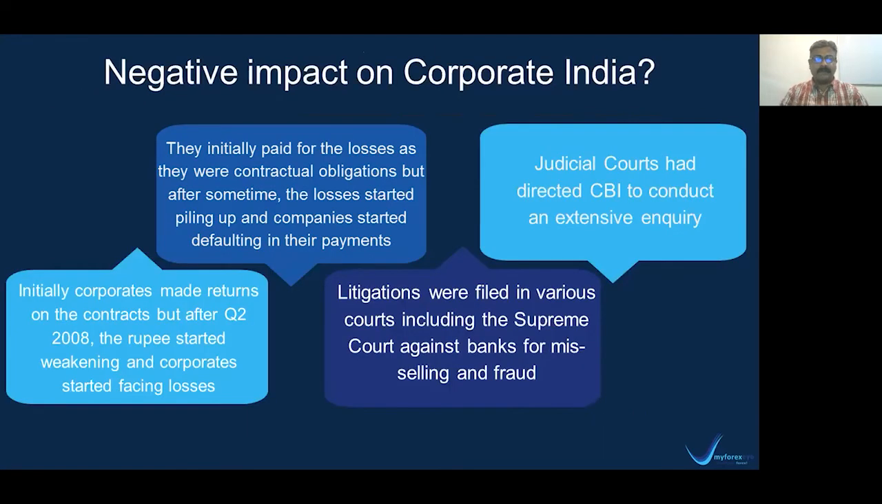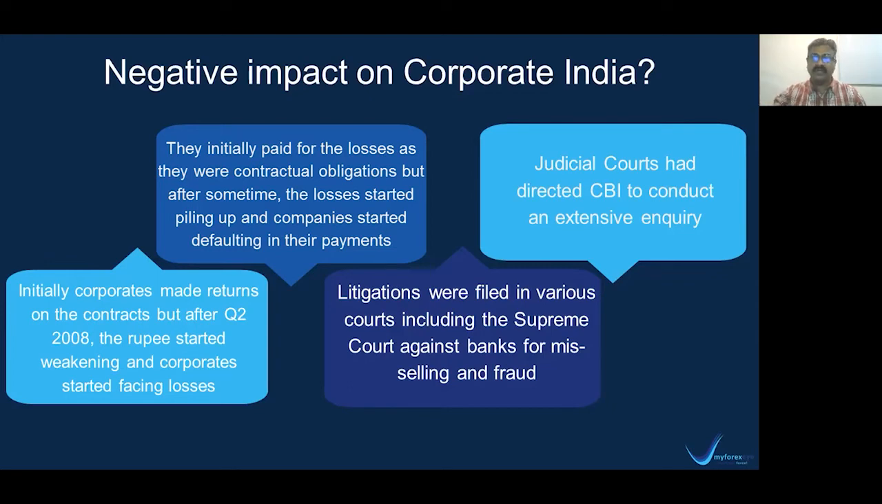Now actually both these derivatives, strip options as well as foreign currency loans with embedded options, entailed a huge amount of losses. Initially, because of the strip options, in the early part of 2008 and later part of 2007, a lot of companies made money. But after the rupee started weakening, they started losing money, and later on, when the rupee weakened substantially, they lost a hell of a lot of money, and a lot of these companies did not have money to repay, and they started defaulting. So whatever initial gains were there were taken to pay the initial losses.